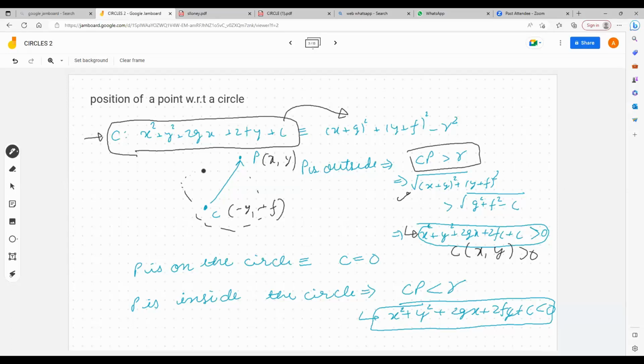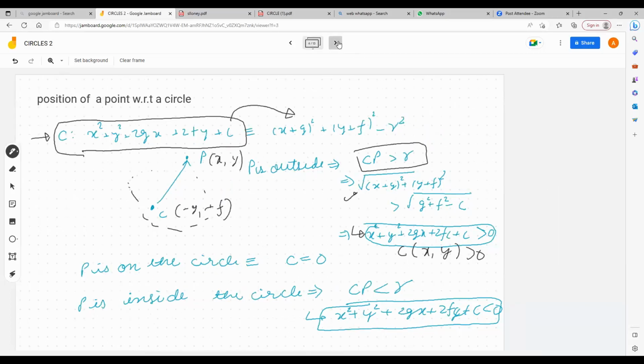And if the coefficients of x square and y square are positive, then if we put x comma y in that equation of the circle, and if it turns out to be positive, then the point lies outside the circle. If it turns out to be negative, then the point lies inside the circle. And if it turns out to be 0, then the point lies on the circle.